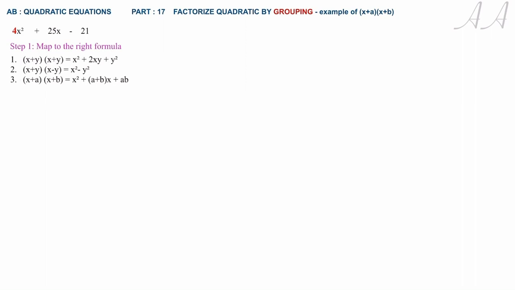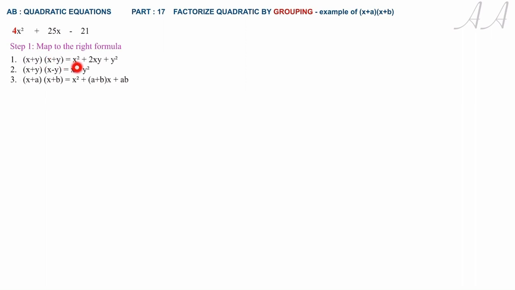Welcome guys, today we're going to do part 17, factorizing quadratics by grouping. So let's get into it. So step 1 is mapping to the right formula.